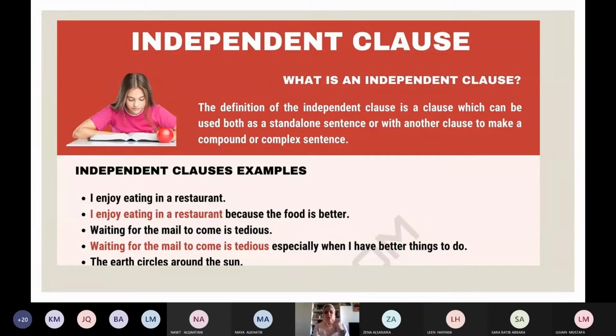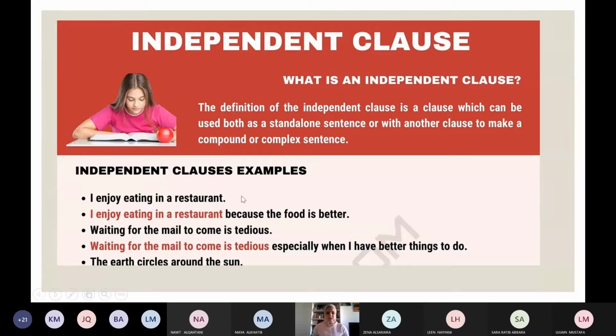Definition of the independent clause: a clause which can be used both as a standalone sentence or with another clause to make a compound or complex sentence. One independent clause can stand alone, or if I want to make it with another independent clause, they will form a compound sentence. Okay, what is an example of independent clause? I enjoy eating in a restaurant. I, subject, enjoy, predicate. Eating in a restaurant is the direct object.